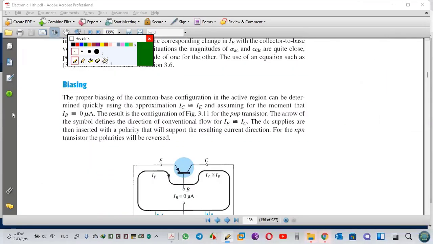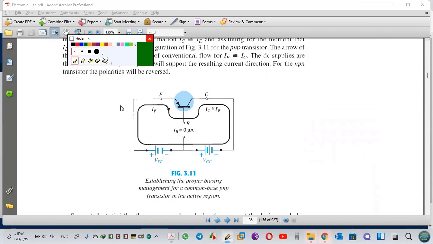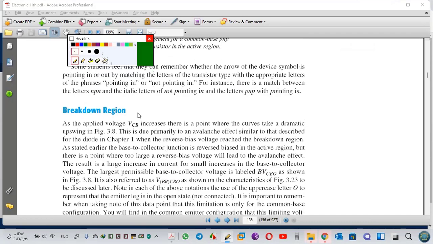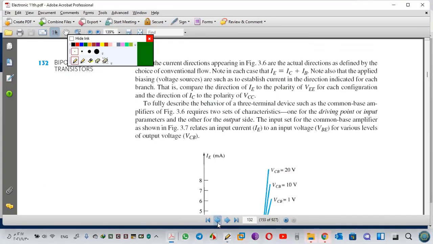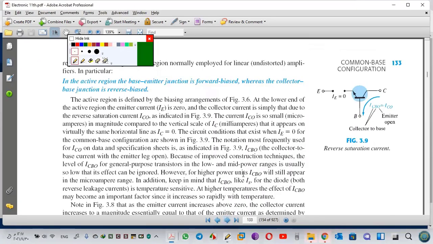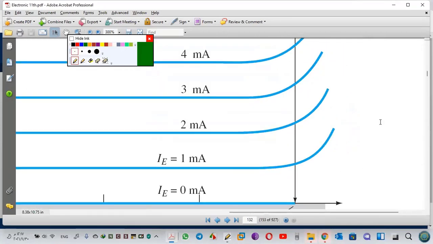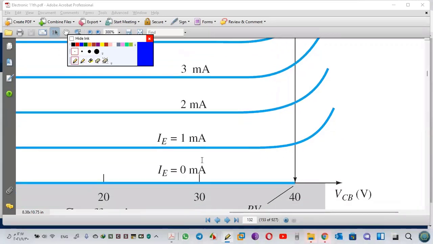Now for bias, I explained that table, so you can ignore this one. Breakdown regions are important, but I will explain. If you return back to this graph, see this area? For example, I have here volts, this is 40, for example, 40 volt, called the breakdown volt.